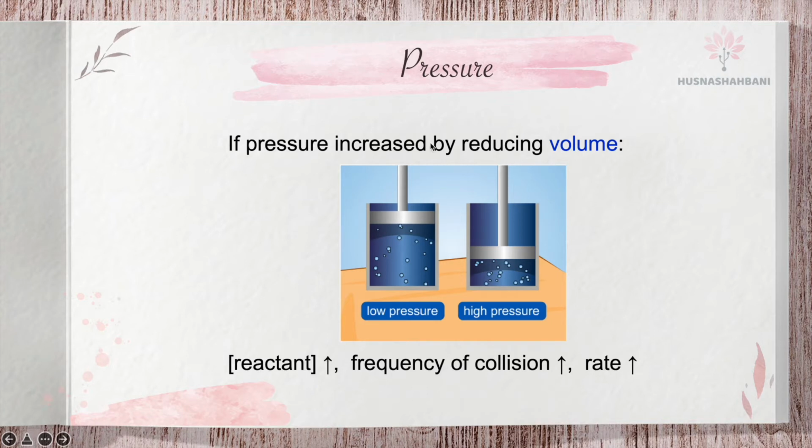If pressure increases by reducing volume, the concentration of the reactant will increase. If the volume is reduced by increasing the pressure, the frequency of collision increases, so the rate of reaction increases.